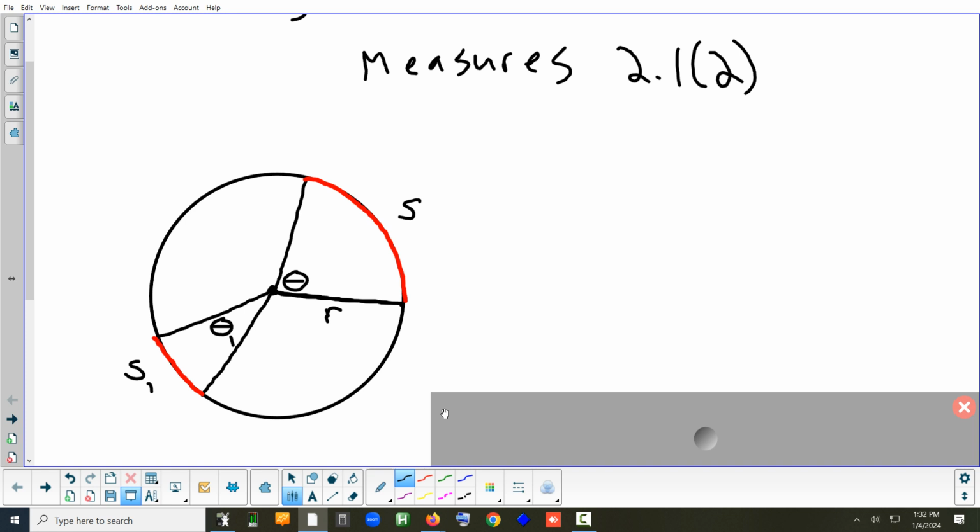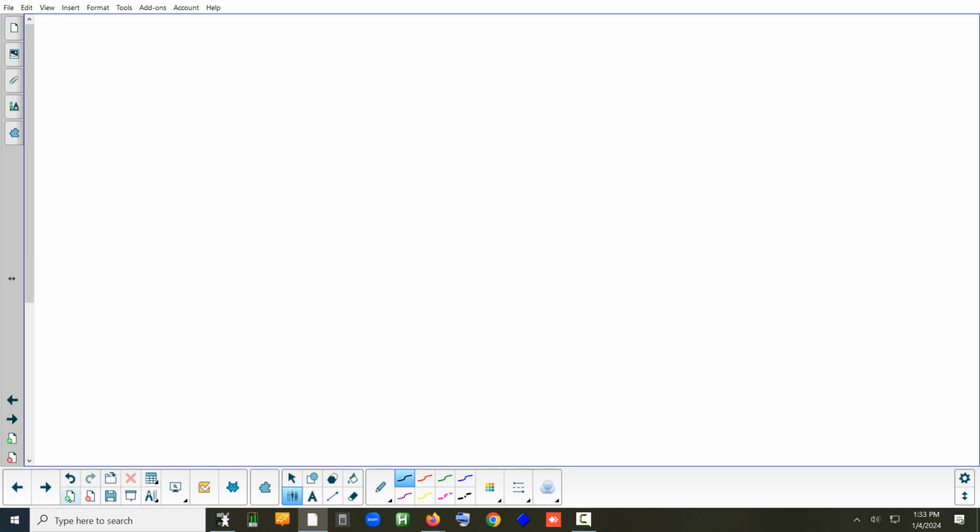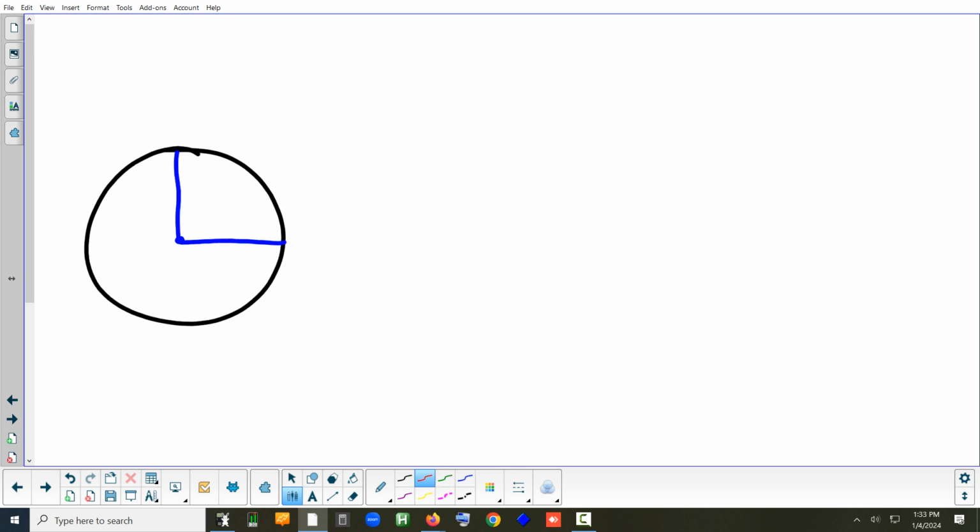All right, so what I want to look at first is the connection between the size of this angle and the size of that arc. I want to see how they're connected to each other. So let me draw a circle. Let me put an angle like this. And then here is the arc that goes with that angle.